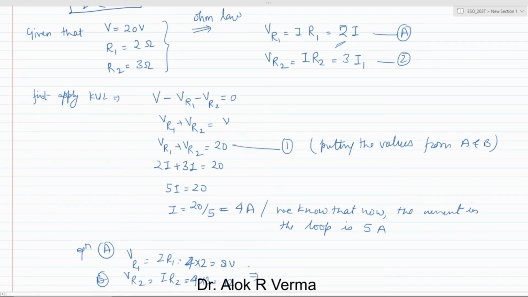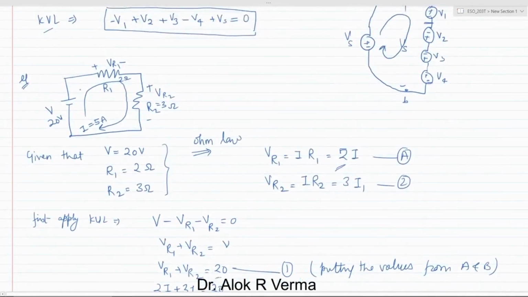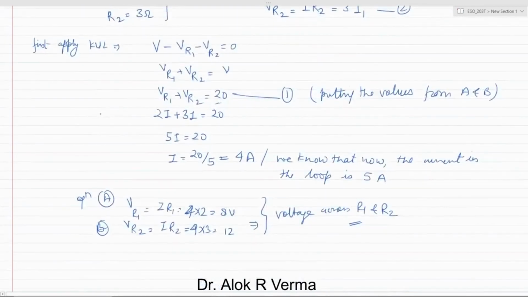Now you see 8 plus 12 is 20. The total drop is 20, which is equal to 20. So this is the voltage across R1 and R2. This is how you solve the circuit. In this circuit, you know the current flowing through this branch, then this branch, and this loop, and you know the voltage across this one and across this one. So you know everything about this circuit. Now we can say we have solved the circuit.